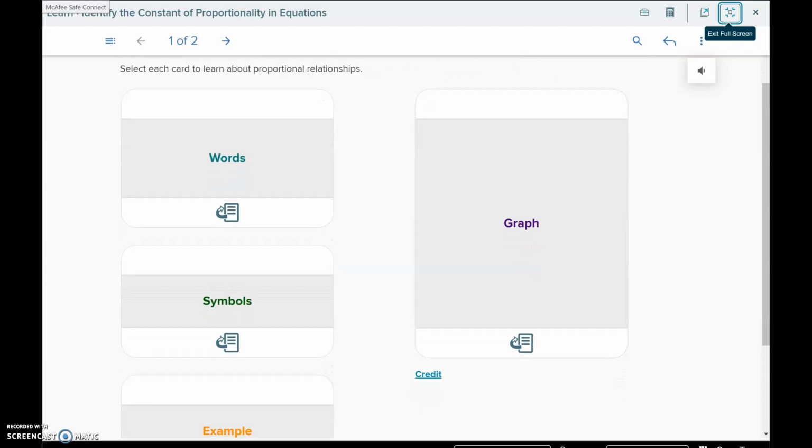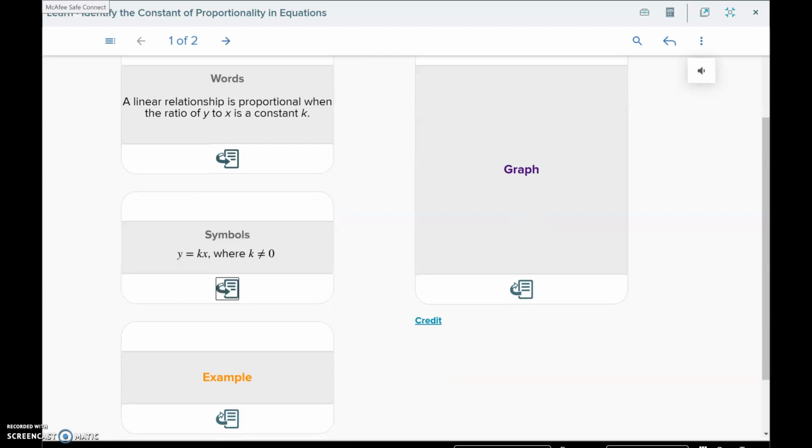Select each card to learn about the relationship. So in words, what does this say? It says a linear relationship is proportional when the ratio of y to x is a constant k. So what does that look like? y equals kx, where k does not equal 0. It can't equal 0 because if your constant of proportionality is 0, you have nothing, because 0 times anything is 0. So if I had no balloons to measure how high they were going, I have no equation. So k cannot equal 0. That coefficient cannot be 0.